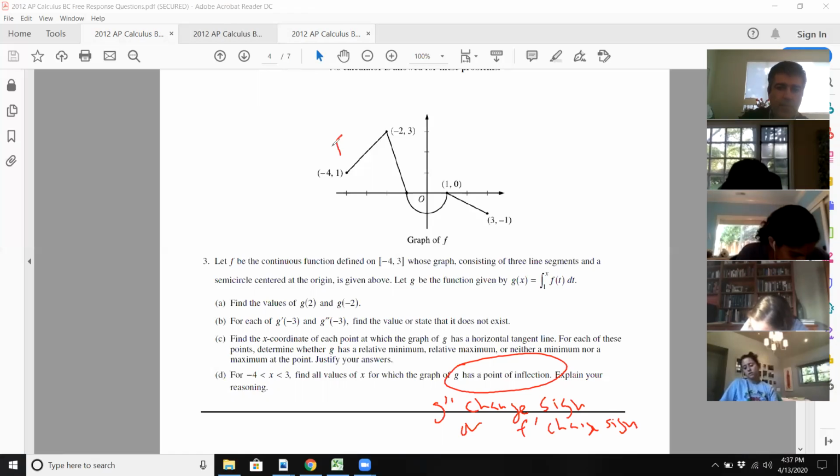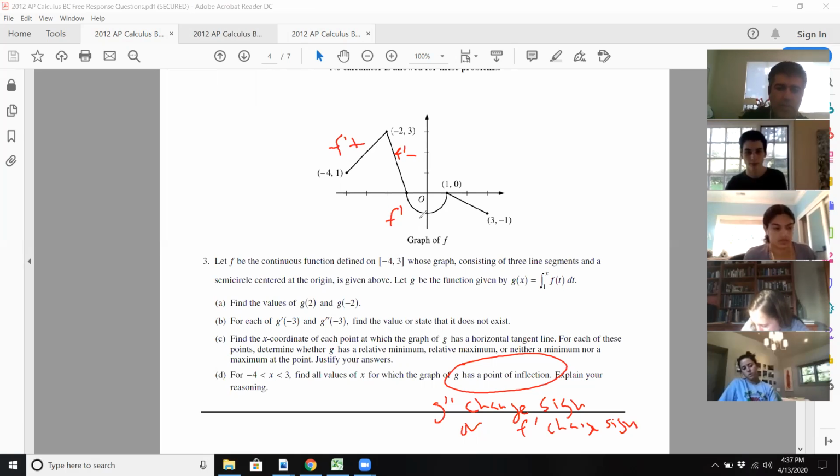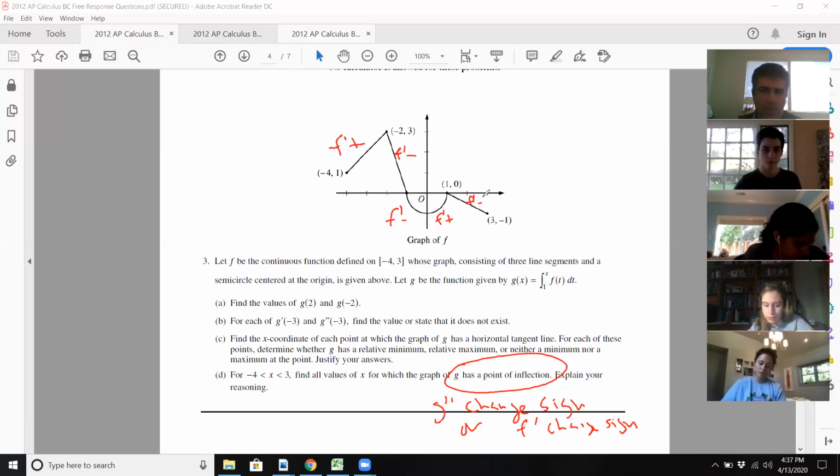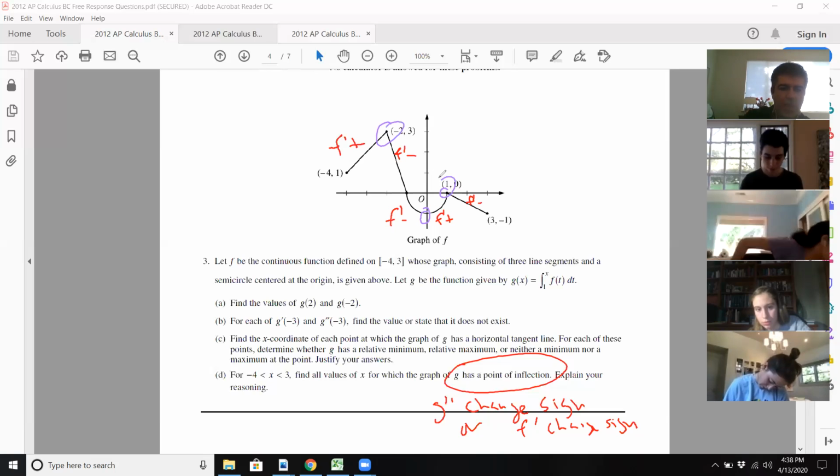So right now, F prime here is positive. Here, F prime is negative. F prime is also negative here. But now F prime is positive, and then F prime is negative. So how many times does F prime change sign? Once, twice, or 3 times? Three times? Yep, 3 times, very good. It changes sign right here, and right there. So you would say x equals -2, 0, and 1.